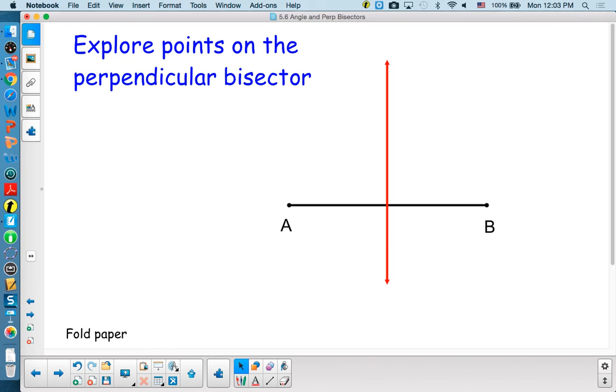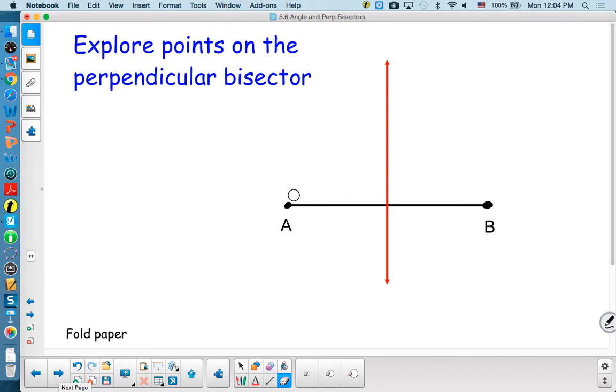Okay, so I want you to create a perpendicular bisector so that we can do some exploring. Now to do that, I left some of that patty paper. I want you to grab a piece of that and make a segment AB on that patty paper. Go do that. Okay, now take your patty paper and fold it so that point A and B will match together, and make a crease down the middle. So that red line that you see should be your crease when you unfold your paper.